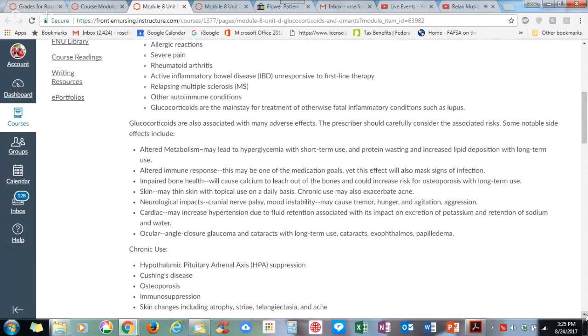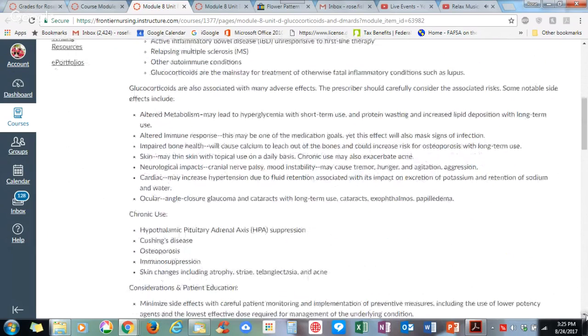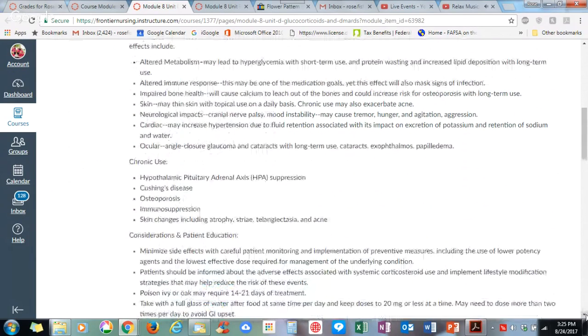Glucocorticoids are also associated with many adverse effects. The prescriber should carefully consider the associated risks. Some notable side effects include altered metabolism, which may lead to hyperglycemia with short-term use, and protein wasting and increased lipid deposition with long-term use. Altered immune response: this may be one of the medication goals, yet this effect will also mask signs of infection. Impaired bone health will cause calcium to leach out of bones and could increase osteoporosis with long-term use.